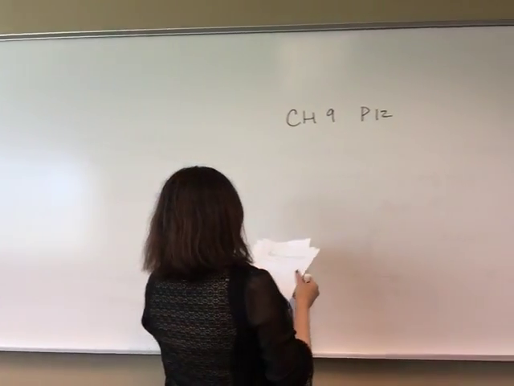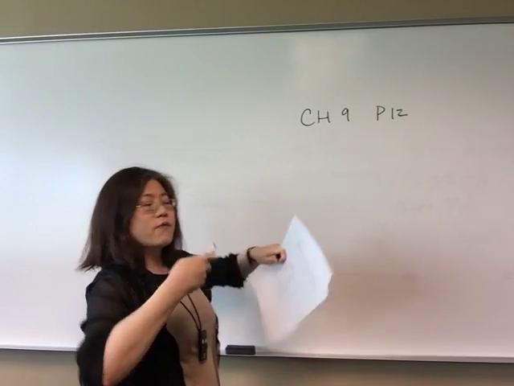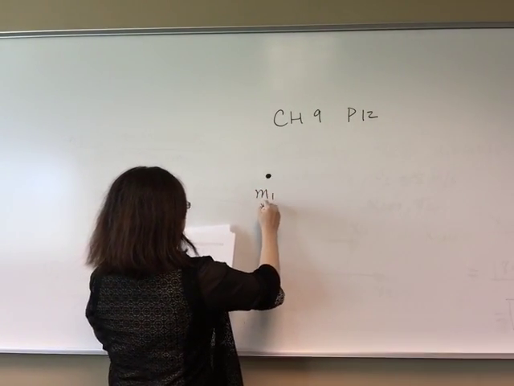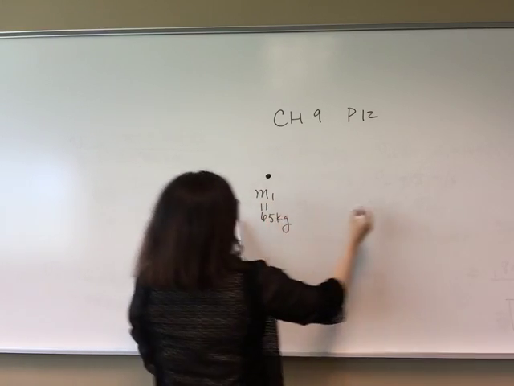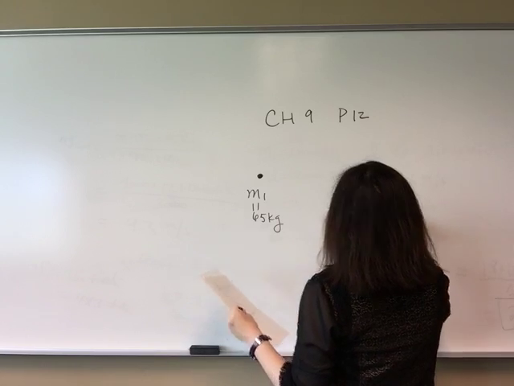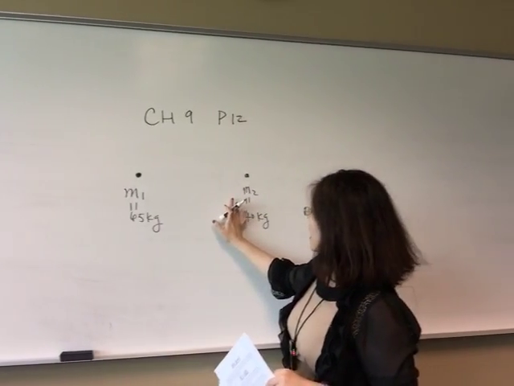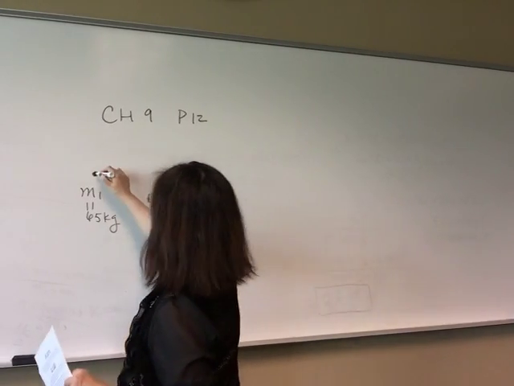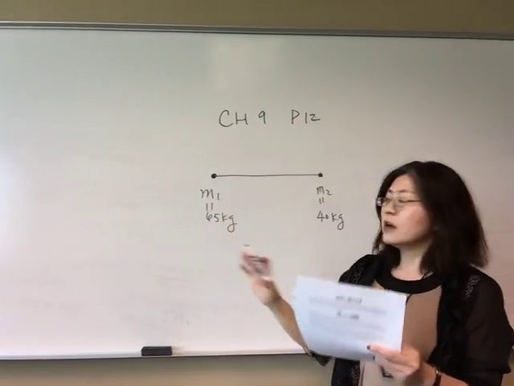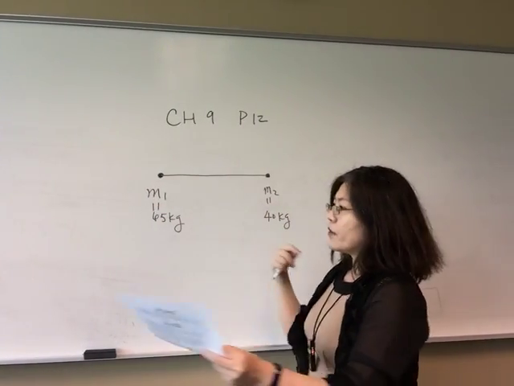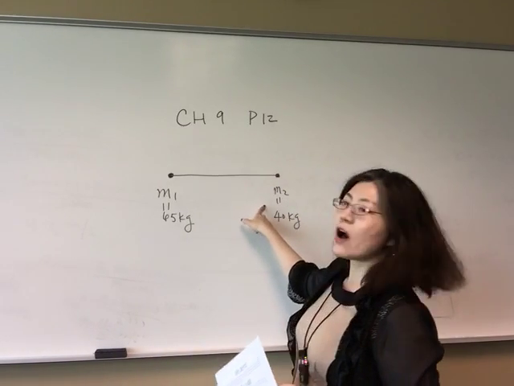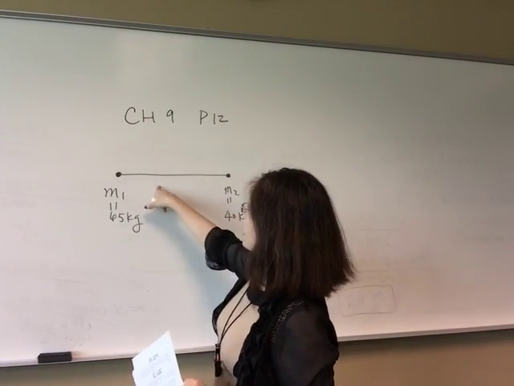Okay, so let's draw a diagram first. Let's say this is the first skater, the mass is 65 kilograms, and this is the second skater, and the mass is 40 kilograms. This one has a smaller mass and this one has a larger mass. They're connected by a pole, and they're trying to reach toward each other on a frictionless surface. So they're just going to walk toward each other, and you're asked to find how far the second skater has to move until they meet.